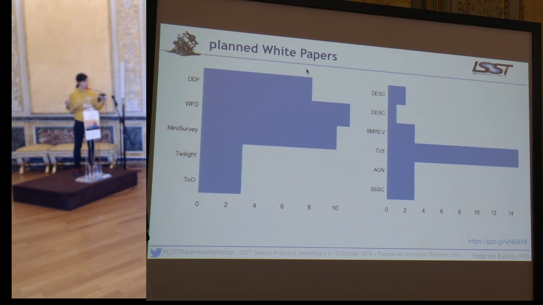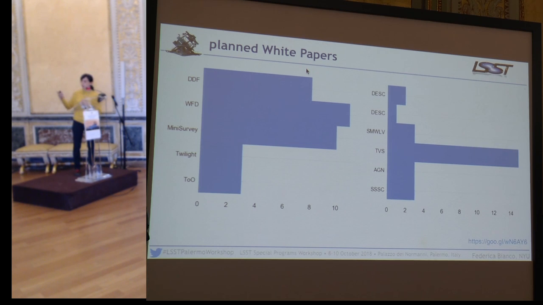drilling fields proposals that are listed on that page. This is mostly based on that community forum page. There are 11 wide, fast, deep surveys that are being proposed, 10 mini surveys. There's also a couple of twilight surveys and a couple of targets of opportunity. I'll get back to that in a second.